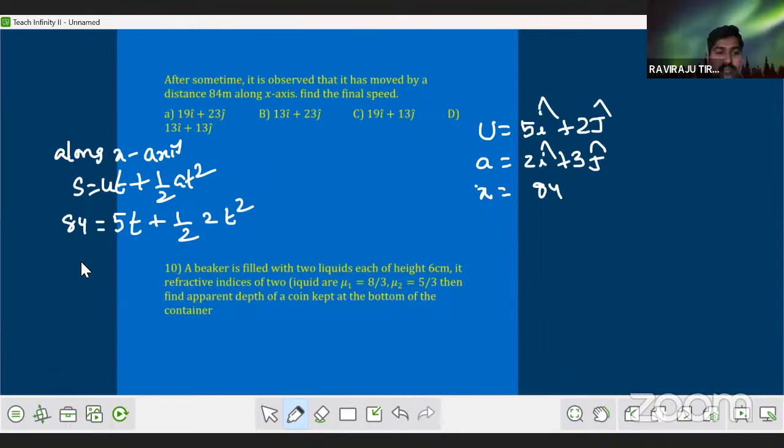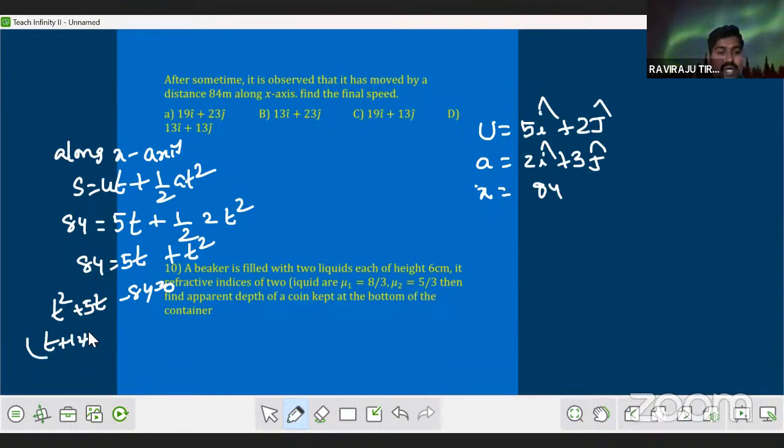Then these 2 cancel. 84 equal to 5T plus T square. That is T square plus 5T minus 84 equal 0. You can easily calculate the roots there. I think (T plus 12) into (T minus 7) equal to 0. 12 into 7 is 84, 12 minus 7 is 5. So (T plus 12) into (T minus 7). Then only the positive T value you have to consider. So what is the value then? T equal to 7 seconds.